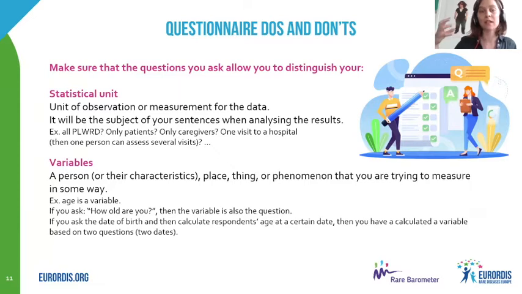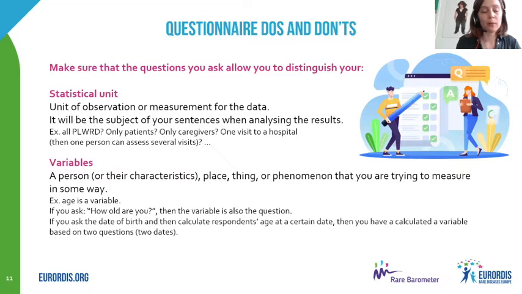So in that case, you won't be talking about the same thing, and the subject of your sentences when you give the results will not be the same. It can be patients, it can be carers, it can be respondents, or people living with rare diseases. So that's very important, because if it's not the same thing, if you say that it's patients who said that, but they're also carers, it may be difficult to publish in a peer-reviewed article.